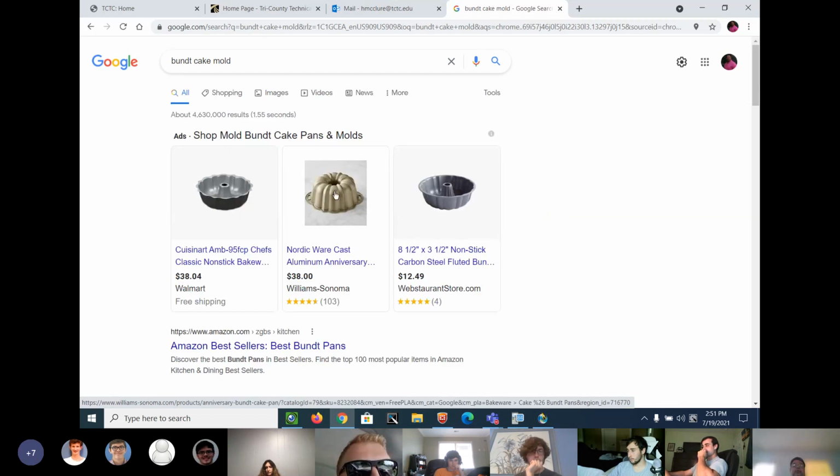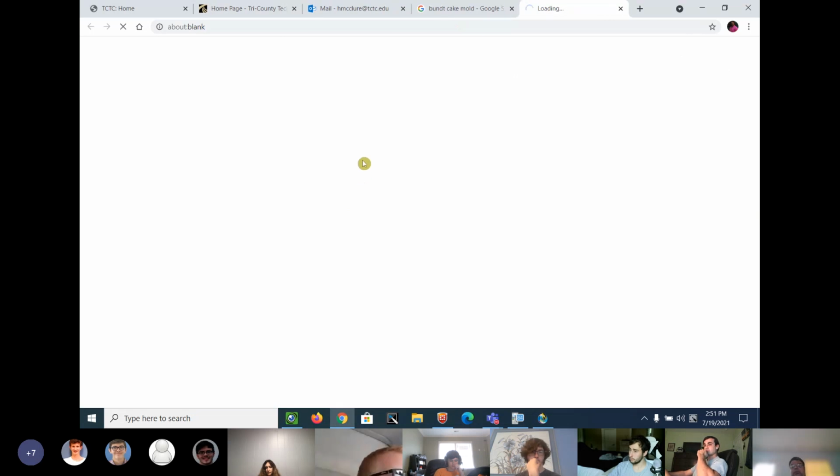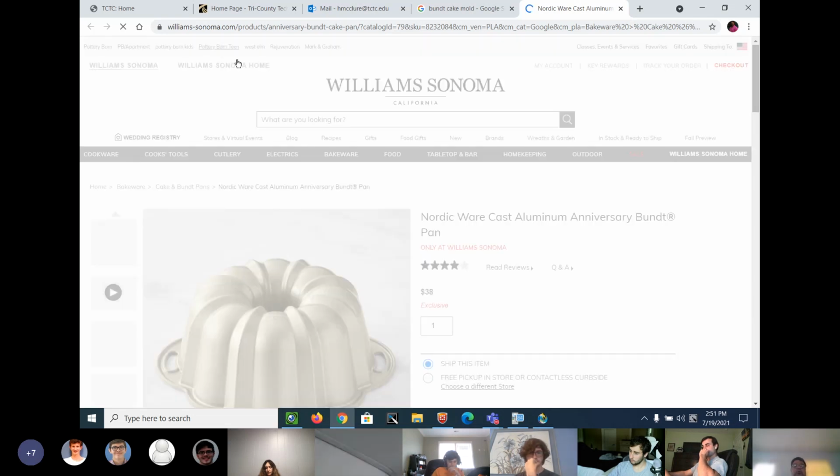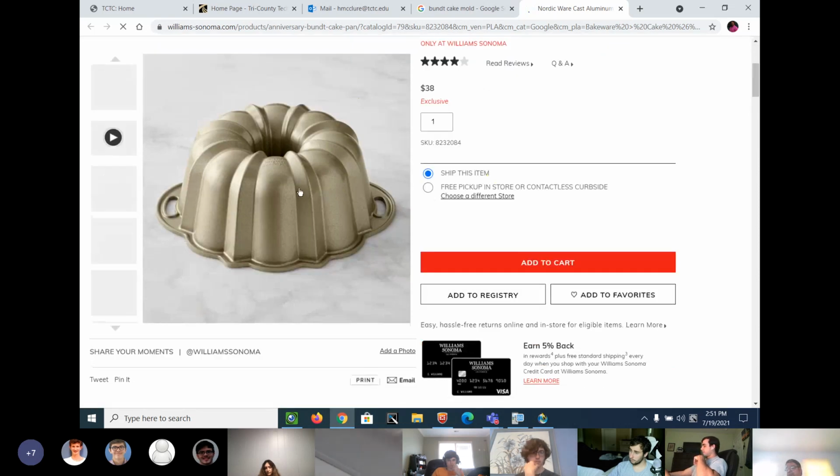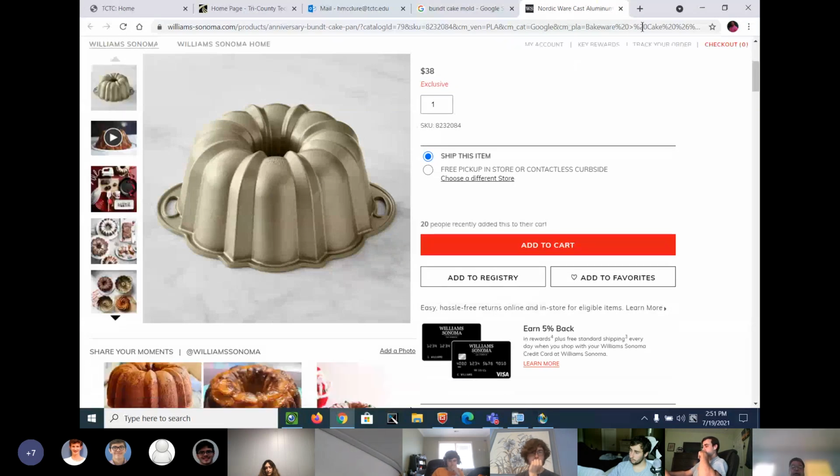There it is. So it looks something like that right there. That's the bundt cake mold. And it disappeared. Yeah, I shouldn't have clicked on it. There it is right there. So that's what you're looking like as far as a 3D object. It's not perfect, but it gives you an idea. All right. So that's a bundt cake.